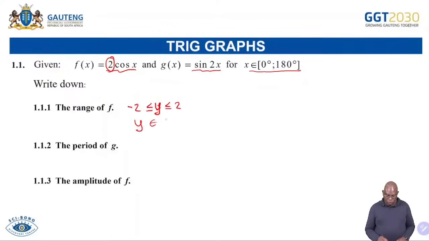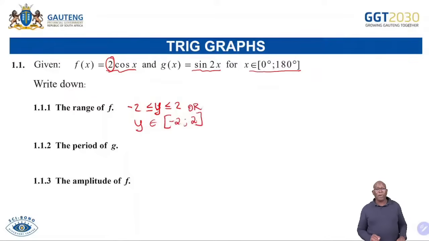It's an element of the -2, it's included, and 2 is also included. So this is all, and I can write it in this form. I must know how to write it in both ways, but in the exam you must write only one of them. Sometimes they might ask you to write it in interval form, and sometimes they can ask you to write it in the other form.